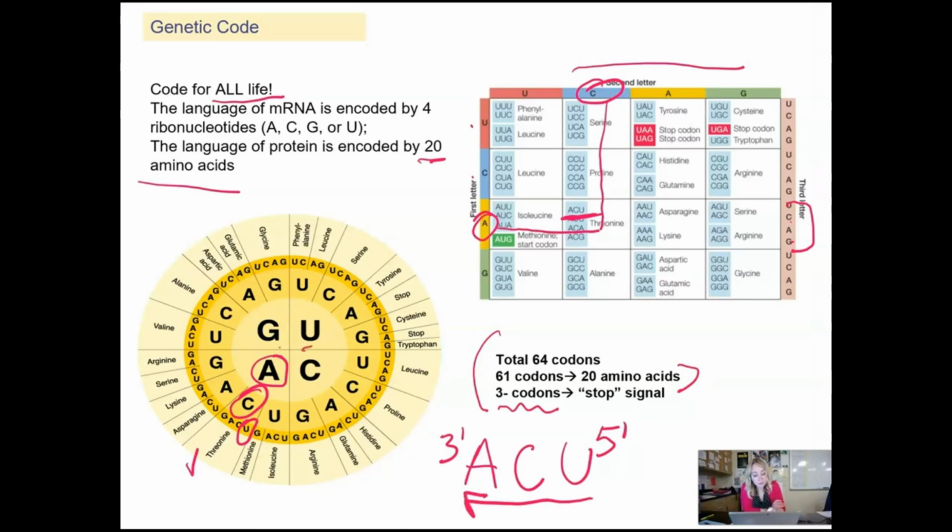So it would be UCA. So that means it codes for serine. So it's a huge deal to make sure that you read the messenger in the correct direction, because you want to act like a ribosome. That's how they actually read the messenger RNA.